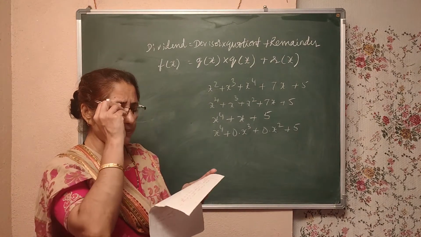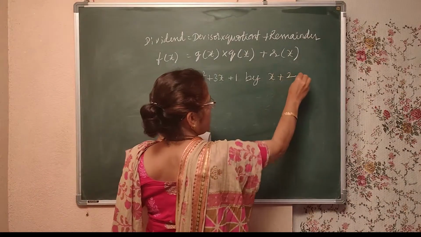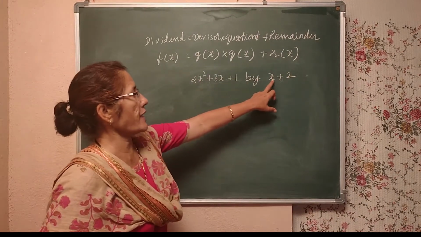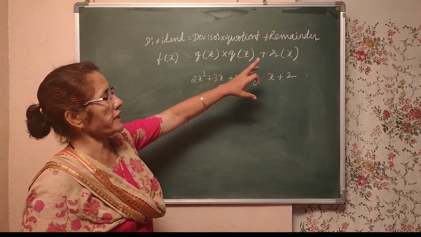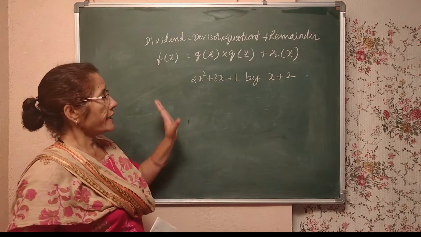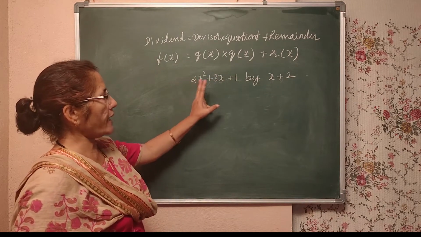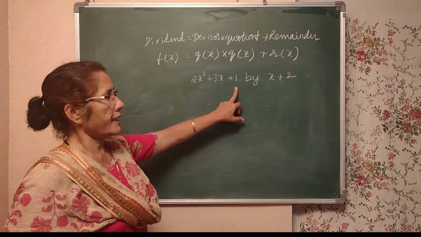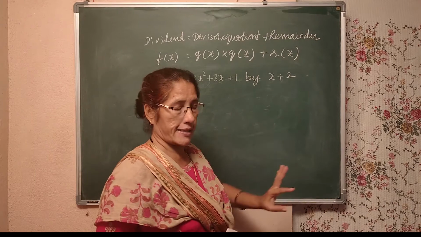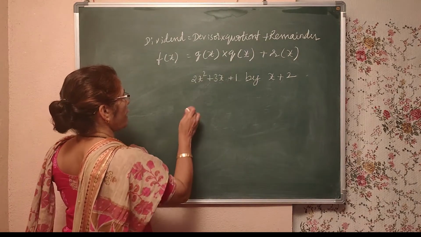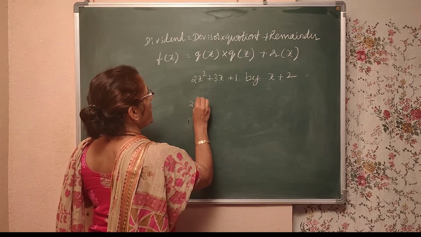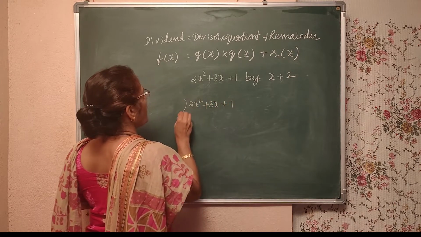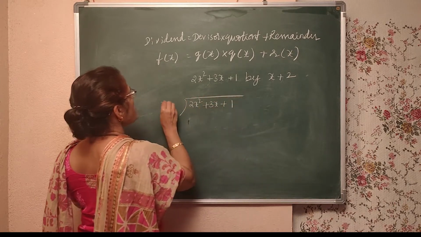First problem. This is the dividend. This is the divisor. We have to get the quotient as well as the remainder. They have given x square, x and constant. Is it in order? Yes. Is this in order? Yes. So, you have to write down 2x square plus 3x plus 1 divided by x plus 2.